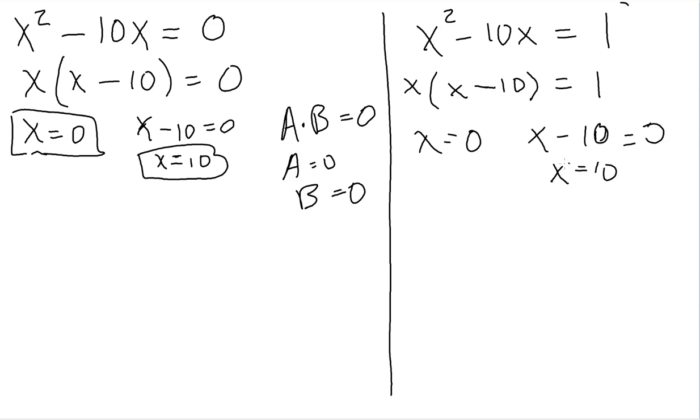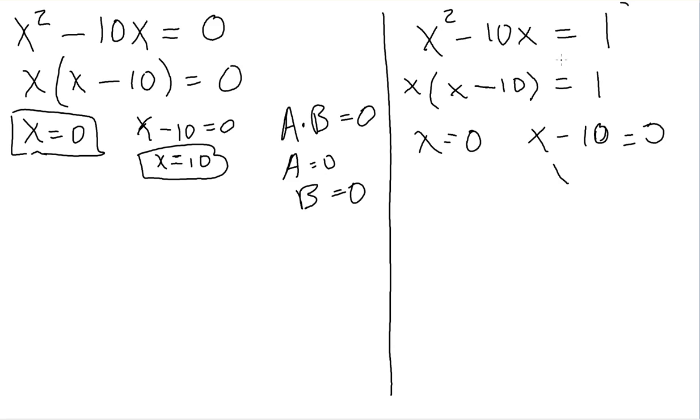So are these solutions? Okay, let's check it out. 0 squared minus 10 times 0, well, that's 0, right? So is this a solution to the equation? No, it's not, right? 0 squared minus 10 times 0 is not equal to 1, because 0 is not equal to 1. And likewise, 10 is not a solution, right? As we saw, 10 squared minus 10 times 10 is, of course, 0, and that's not equal to 1. So what happened here?